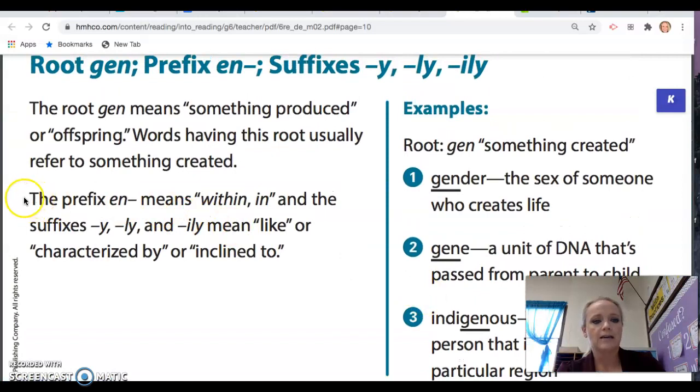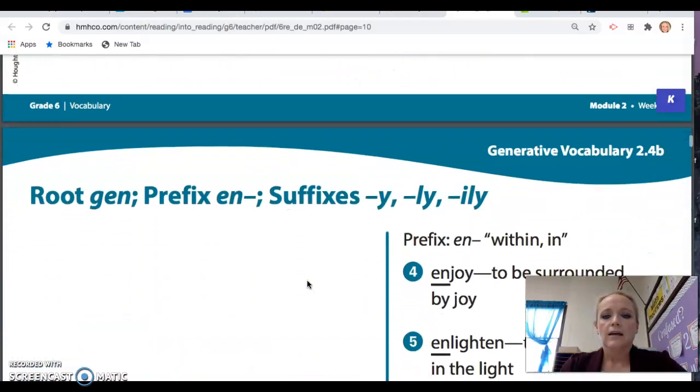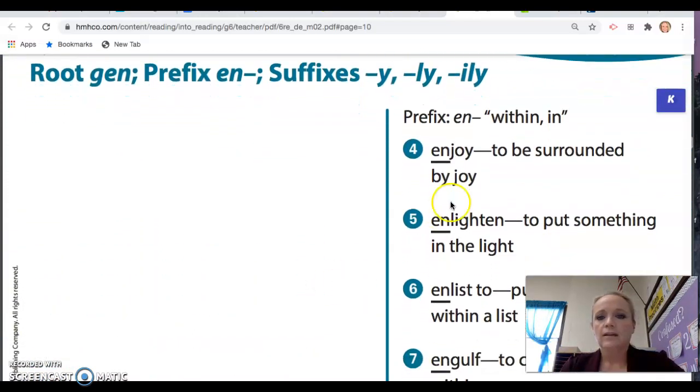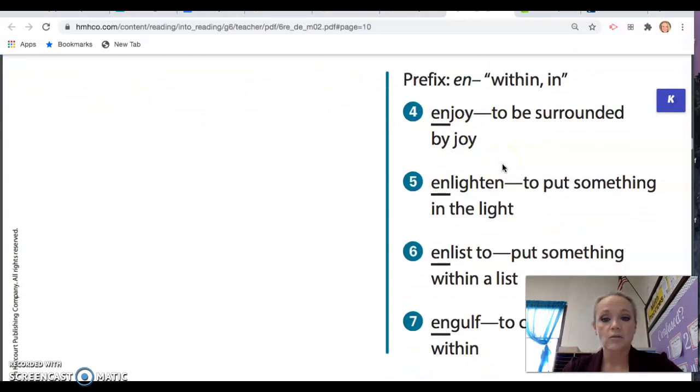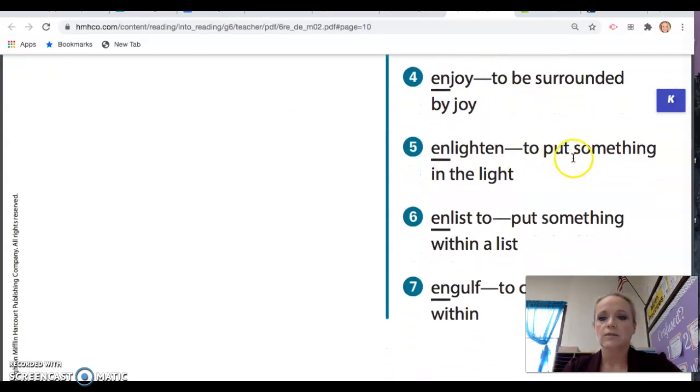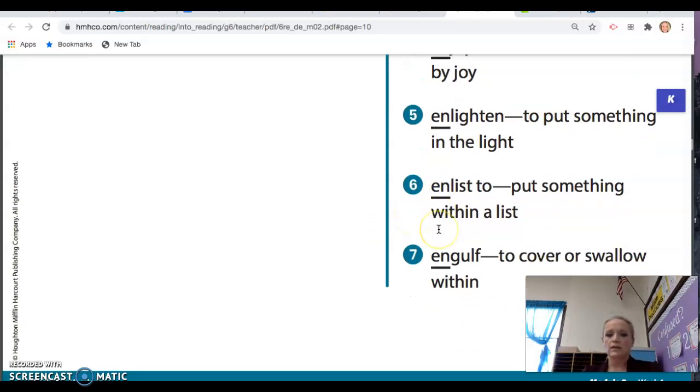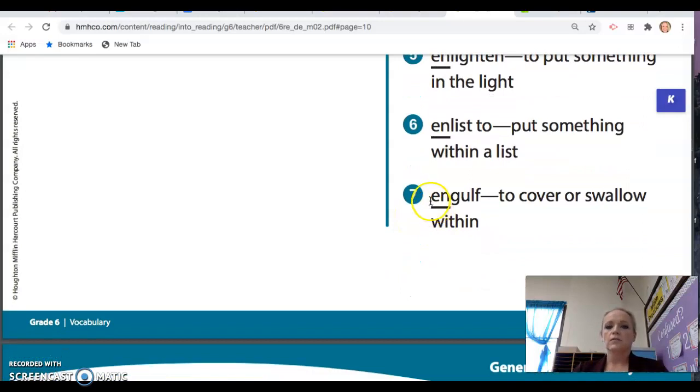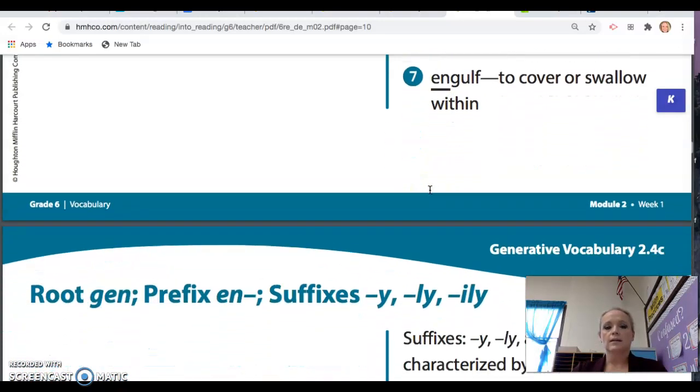And then you have a prefix en. It means within or in. It means like being surrounded by something else, stuck inside something. Your examples for en include enjoy. It means to be surrounded by joy. To enlighten is to put something in the light. To enlist is to put something within a list. And to engulf is to cover or swallow within.